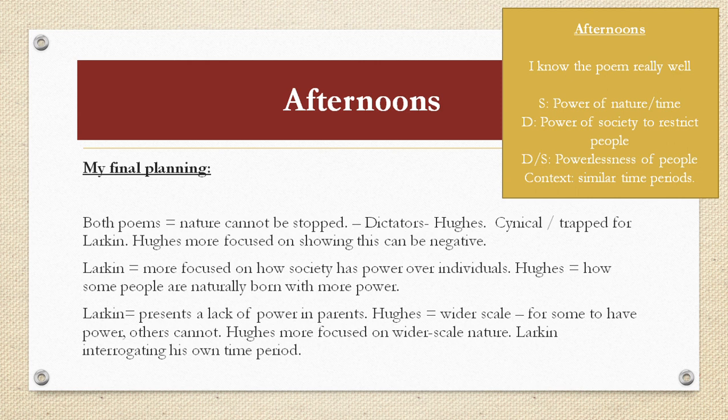And Larkin presents a lack of power in parents, whereas Hughes doesn't look at these small units of family, or small roles, does he? He looks at the wider scale. Some people are born with power, others are not. Hughes is far more bigger picture looking at this, whereas Larkin is sort of interrogating. Sorry, he's not. That's a really poor choice of words in my plan there. He's not interrogating his own time period. He's actually just presenting it, isn't he? I think Hughes interrogates power a lot more than Larkin does. So ignore that word. That is complete rubbish.